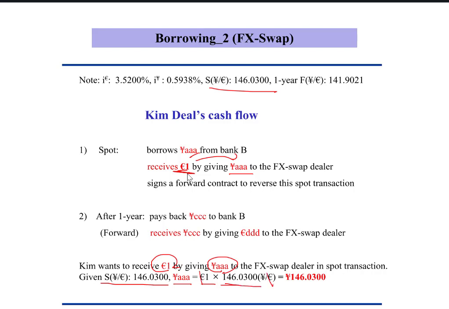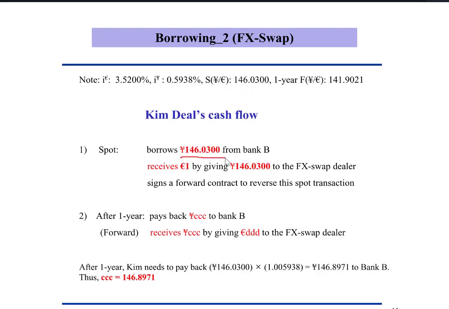146.03. So euro will be cancelled and you're gonna get yen amount. So this should be AAA. So instead of AAA, I wrote down 146.03. So we figure out the cash flow in spot transactions, today's transactions.